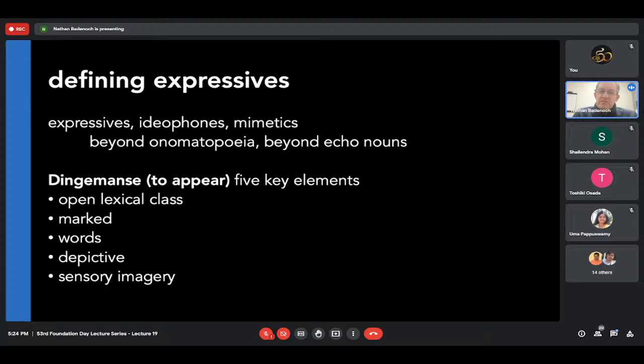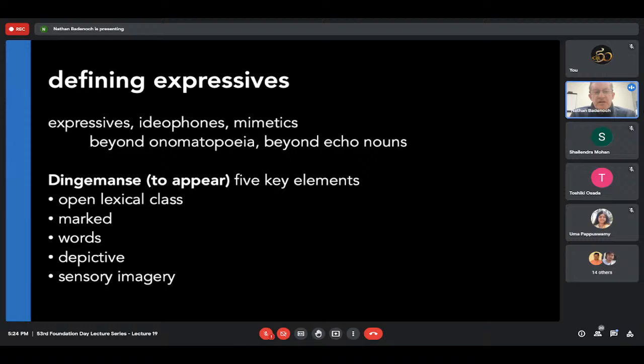And so I will continue to use expressives. But one important point to make here is that what we're talking about is something very much beyond onomatopoeia. So we're not just talking about replication or imitation of sound. And an important point for the South Asian linguistic area is that we're also talking beyond echo nouns.